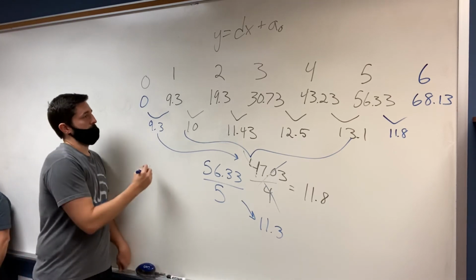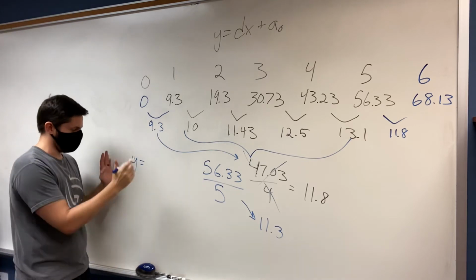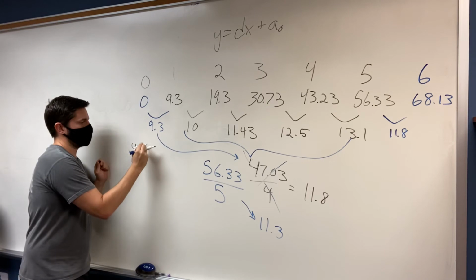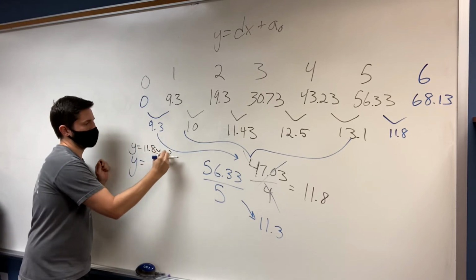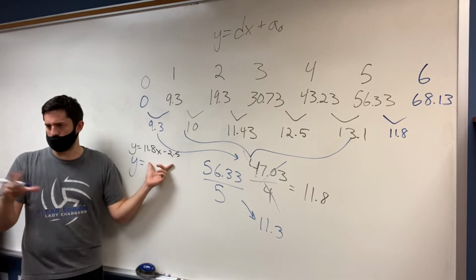And so my equation now, y equals, it was my old equation. Sorry, I should have written this. My old equation, I'll write it in black here. Y equals, it was 11.8x minus 2.5. Okay, remember that? Right? Okay, cool. And that's actually on the page as well.